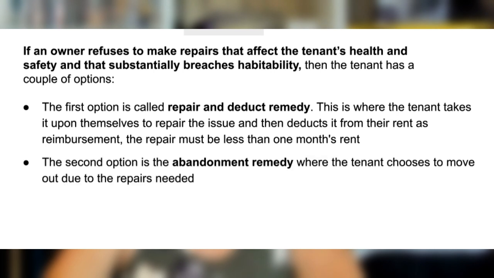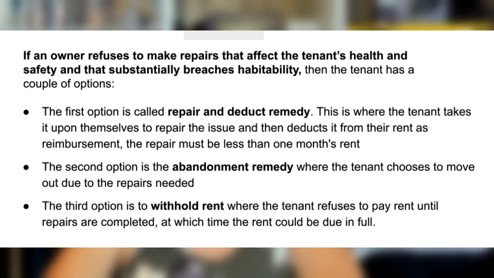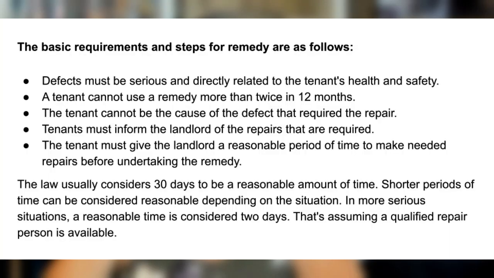The second option is abandonment remedy, where the tenant chooses to move out due to repairs needed. The third is to withhold rent, where the tenant refuses to pay rent until repairs are completed, at which time the rent could be due in full. The basic requirements and steps for remedy are as follows. The defects must be serious and directly related to the tenant's health and safety. A tenant cannot use remedy more than twice in a 12-month period.